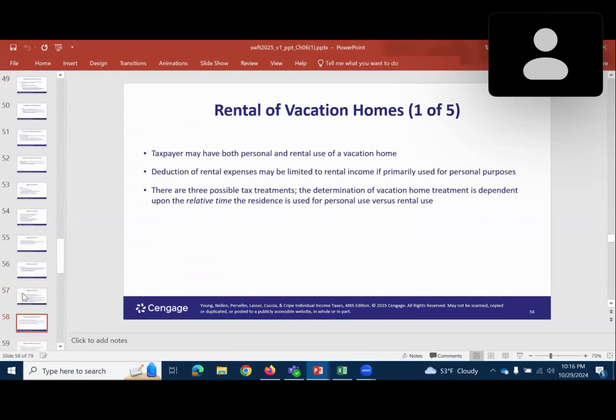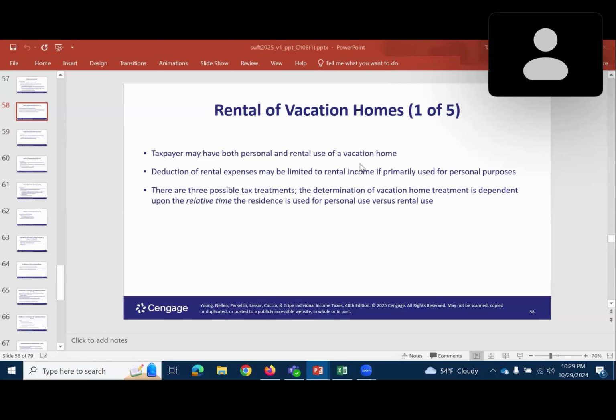Rental of a vacation home. You can have both personal and rental use of a vacation home. So let's say you live in your house and you get enough money to buy a vacation home, a summer house. Well, maybe you have that summer house and you never rent it out. You just use it for yourself. That's one thing. That's a personal house. Can't deduct anything for that except for mortgage interest sometimes.